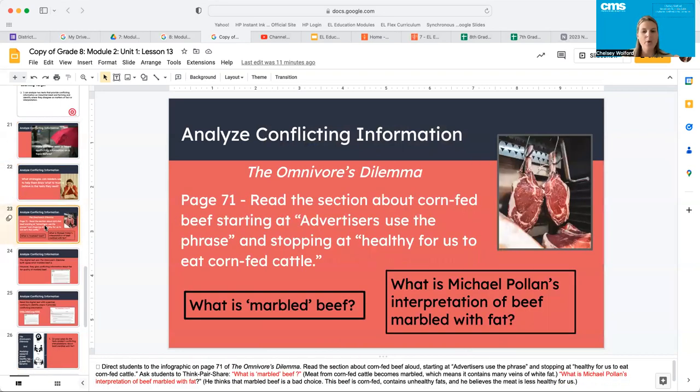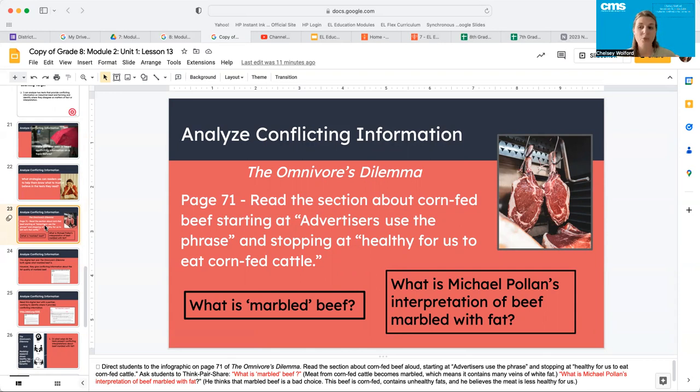All right, guys, so now we're going to look at page 71. Read the section about corn-fed beef, starting at "advertisers use the phrase" and stopping at "healthy for us to eat corn-fed cattle." When you're done, I want you to answer, number 1, what is marbled beef? And number 2, what is Michael Pollan's interpretation of beef marbled with fat?